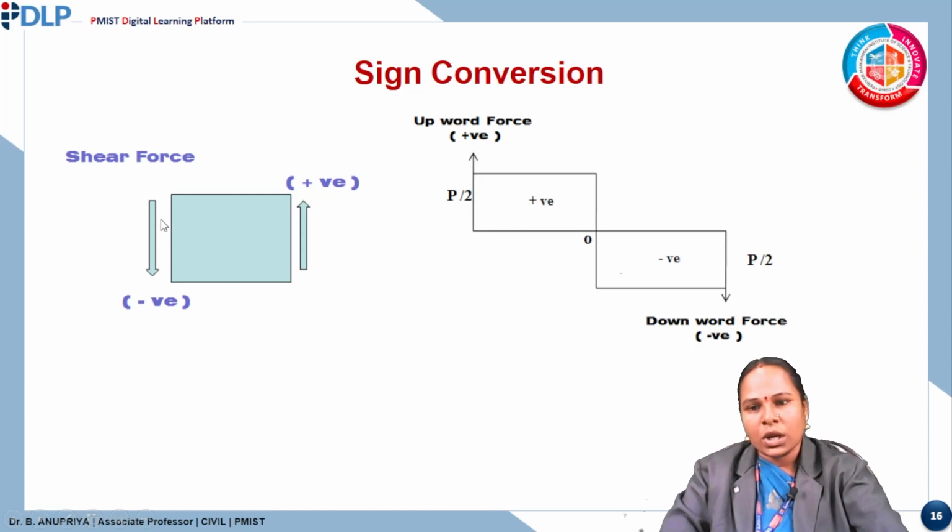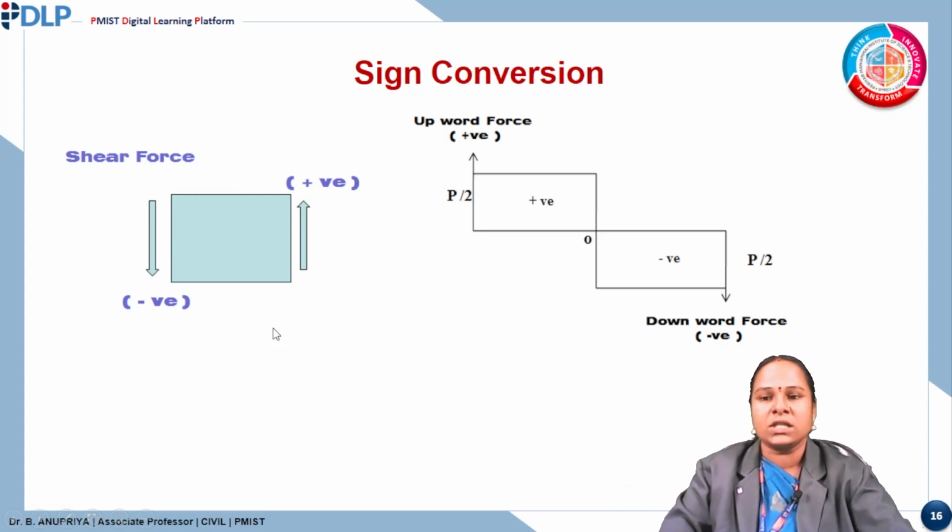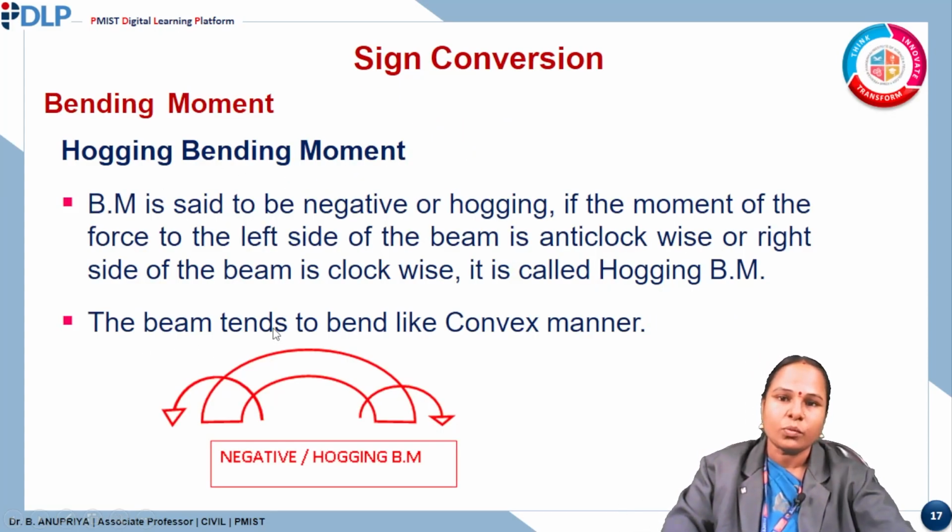That is, when a load is applied downward, we assume it as the negative side, and when a load is applied in an upward direction, we assume it as positive. Vice versa we can also calculate; you can also take the upward direction as negative and the downward direction as positive.